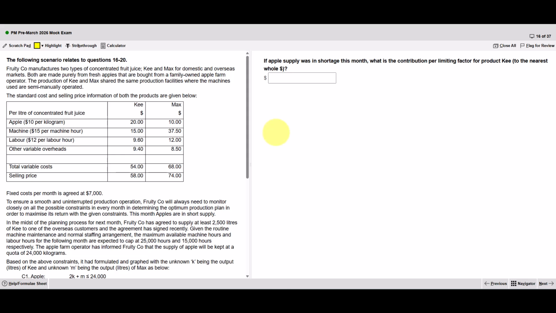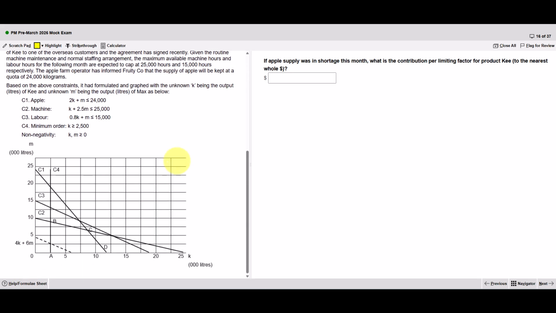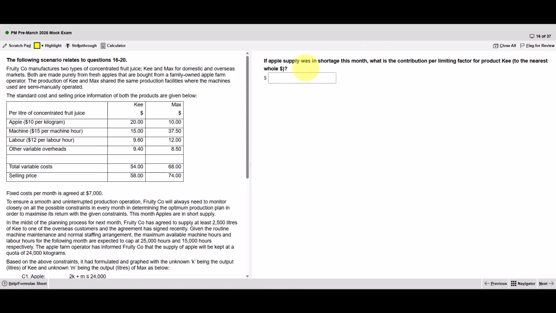And as is typical for a Section B question, we have the information relating to the question on the left, and then we've got, here's question 16, but 17, 18, 19 and 20 will all use this information on Frutico. I'm not going to read through this on the video, so please pause the video, read through this, and I'll scroll down so you can read the next bit.